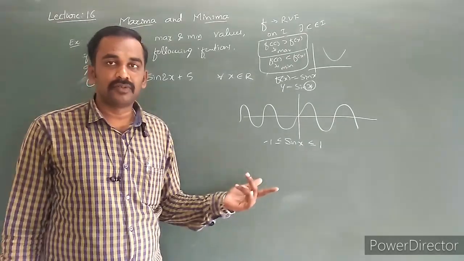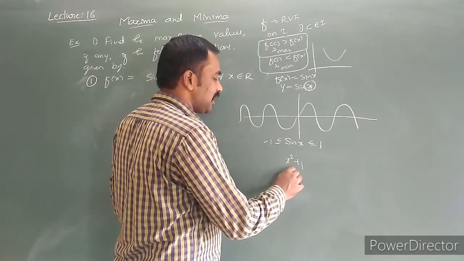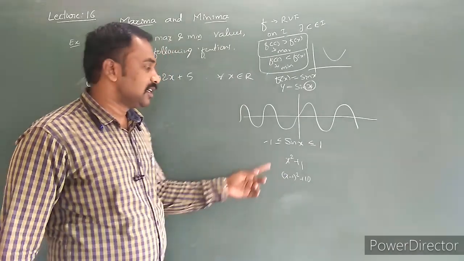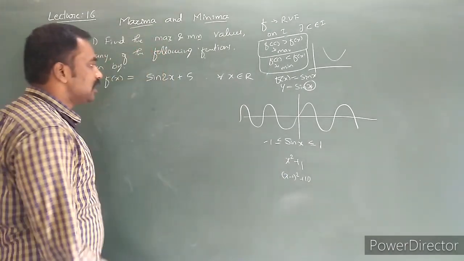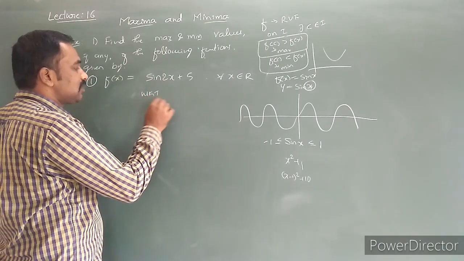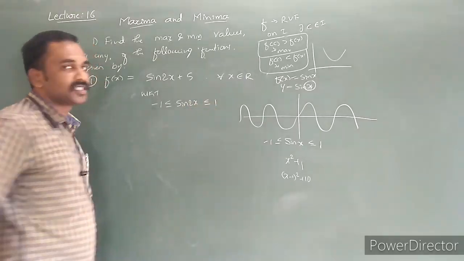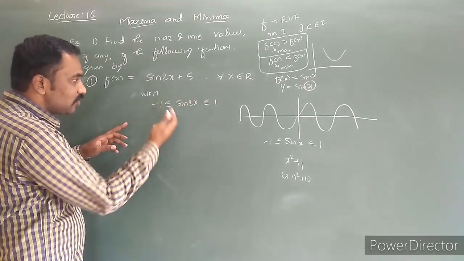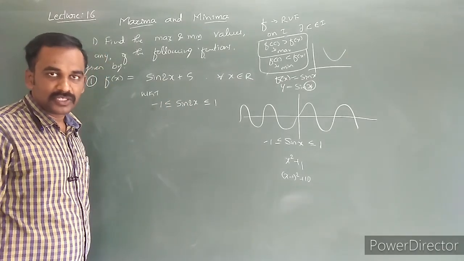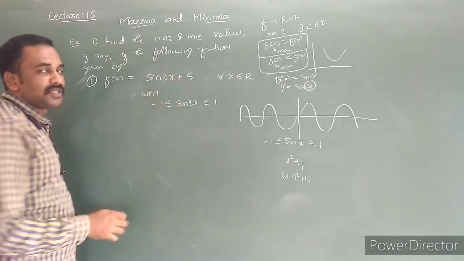This is how we did problems like x square plus 1 or x minus 1 whole square plus 10. This type of problem is already solved, and in the same manner we want to do this. So what is the range of the sine function? The range of the sine function is minus 1 to plus 1. That means sine of 2x lies between minus 1 and plus 1. So plus 5 is required to get sine of 2x plus 5.